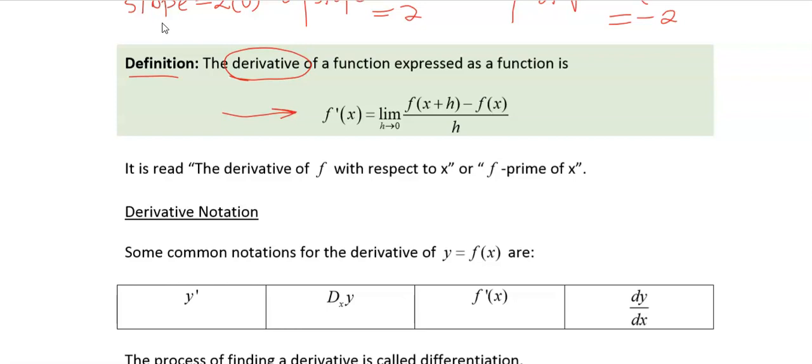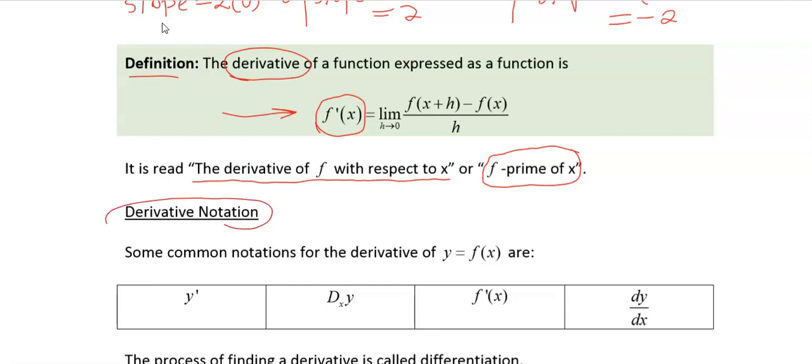Now, the funny thing is, look what they've got put in front of that. There is a symbol for the derivative or the slope function. That symbol reads the derivative of f with respect to x. That's one way you can say it. A more common way of saying it, most people say it this way. Look at that. F prime of x. F prime of x is the derivative of f of x.